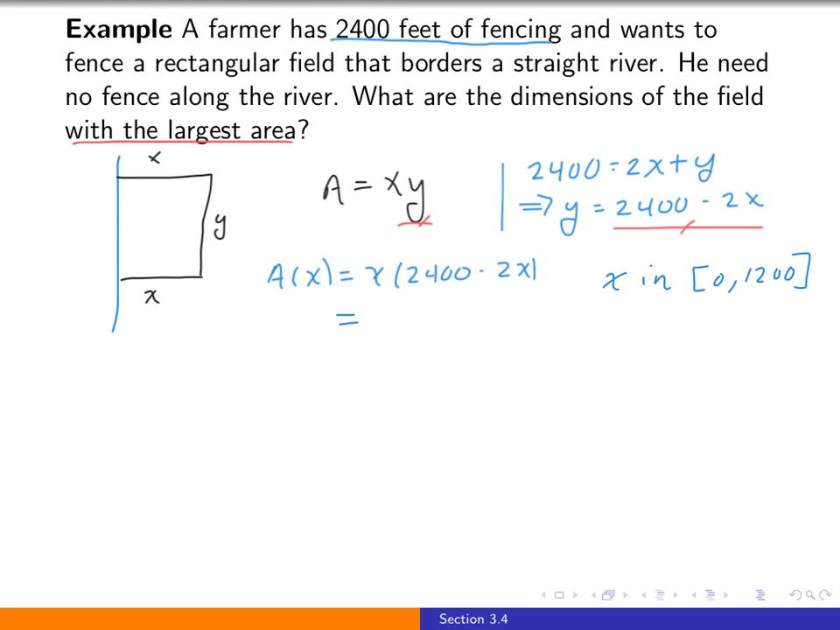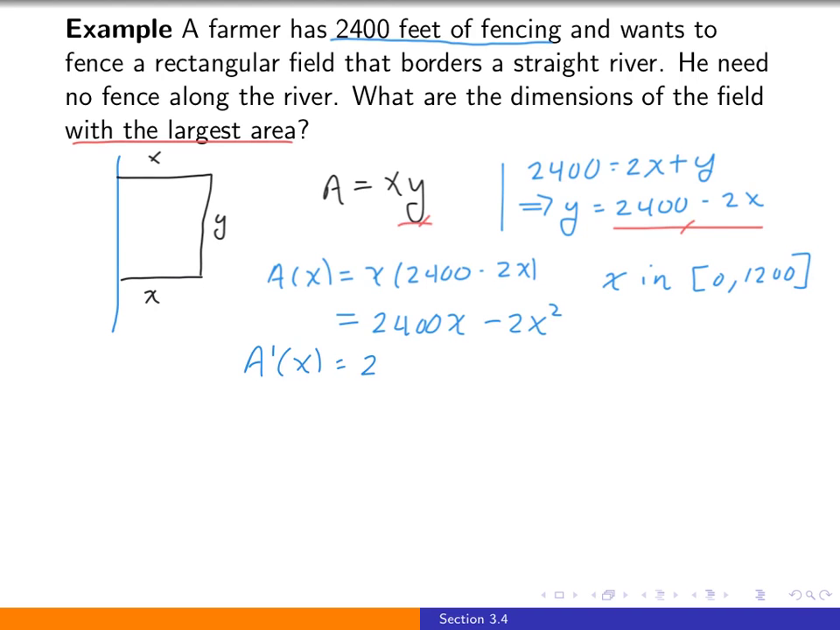So before differentiating, let's simplify: 2,400x minus 2x squared. And what we've done at this point is we've reduced this down to a familiar problem. How big can this continuous function be on a closed interval? Think about the problems we encountered in section 3.1. That absolute or global maximum is going to occur at an endpoint of the interval or somewhere in the middle. So let's differentiate and find the critical points. That's somewhere in the middle.